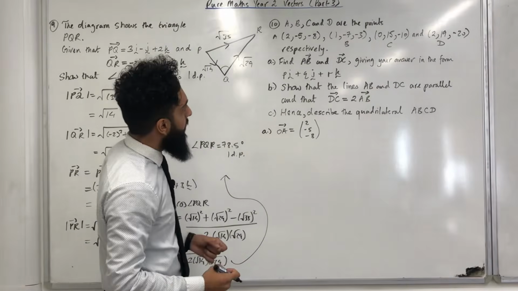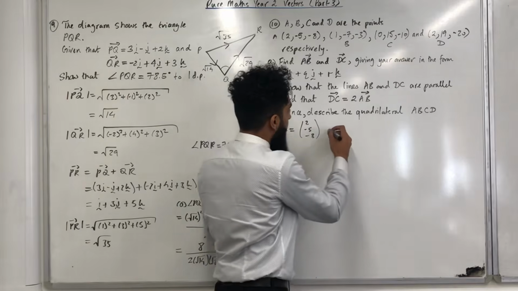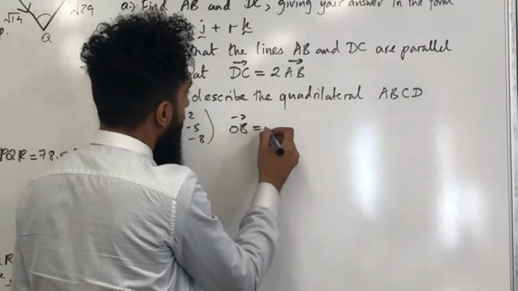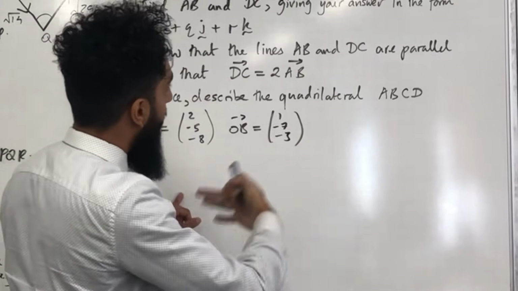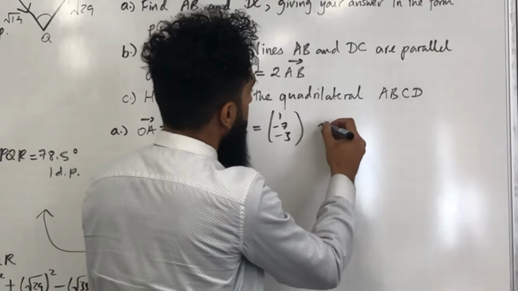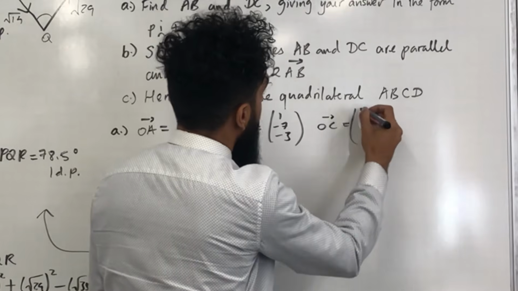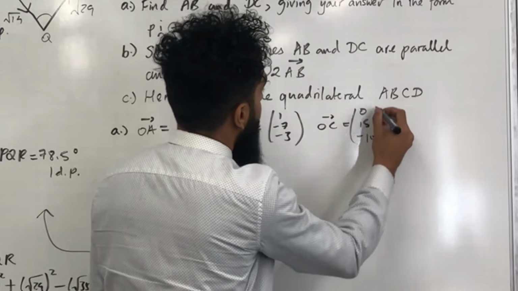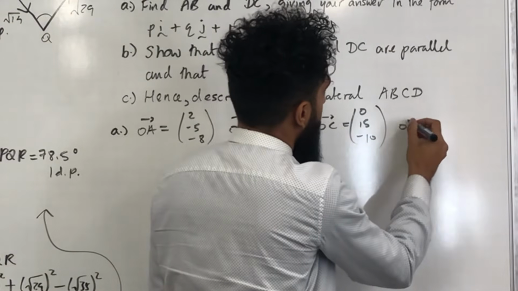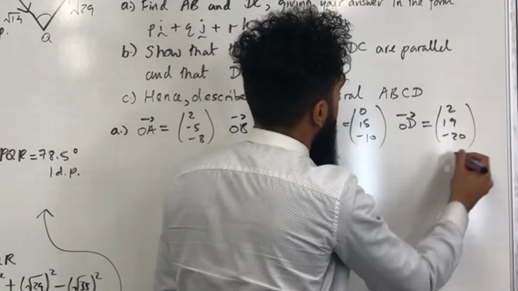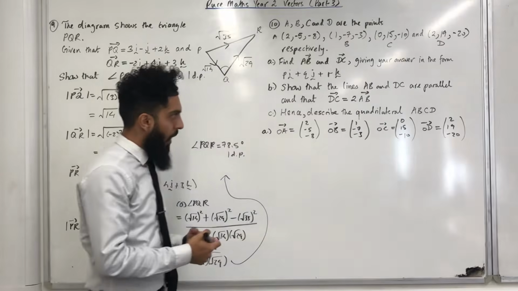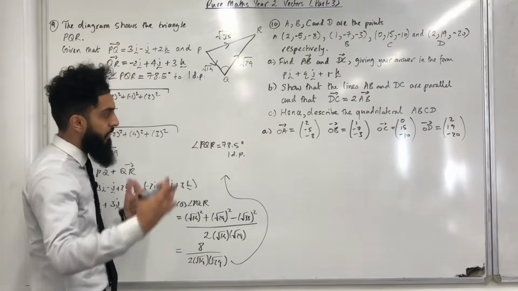Let's have a look at the position vector of the point B. That is OB, which is equal to 1, minus 7, minus 3. So we have OC, which is 0, 15, minus 10, and then OD, which is 2, 19, and minus 20. Okay, that's looking good so far. I've got my position vectors.